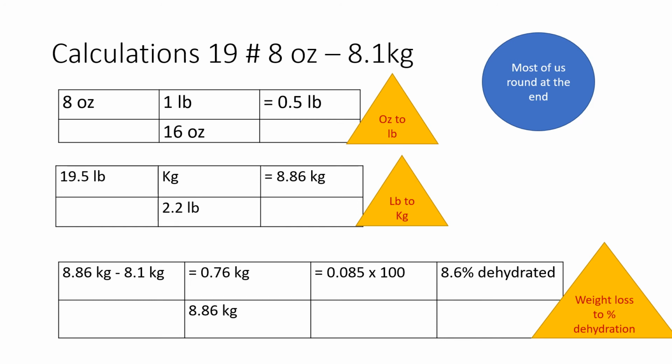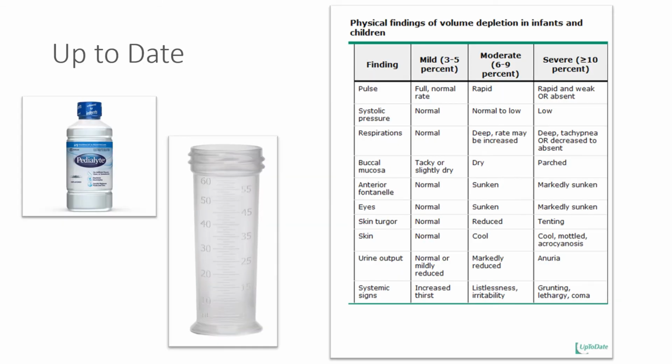So we know she weighs 8.1 kilos today, and she used to weigh 8.86 kilos. So that's a loss of 0.76 kilos, which we're going to divide by her original weight, right? Because that's where she should be, and multiply it times 100, and we get 8.6% dehydrated. Okay, so that's a way to do it. That works if you have a relatively recent weight on the patient before they got sick.